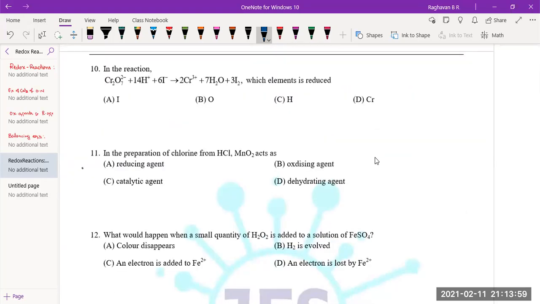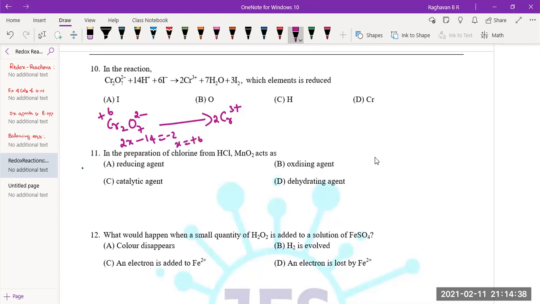In the reaction given here, which element is reduced? Chromium. Cr2O7 2-, Cr. To calculate the oxidation state of chromium, how much would it be? +6. You can calculate: 2 chromium is 2x, -2 into 7 is -14, equal to the charge on the ion, -2. So 2x is equal to +12. So x is equal to +6.